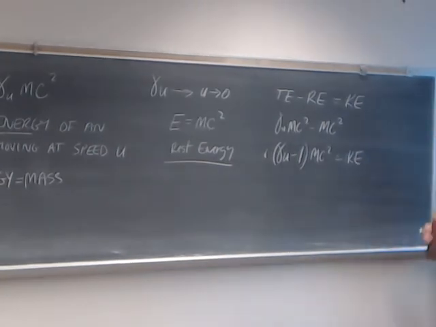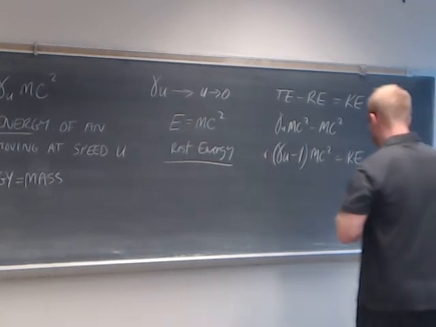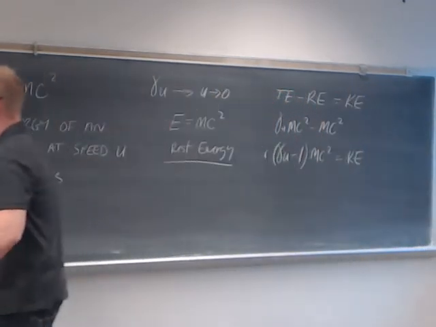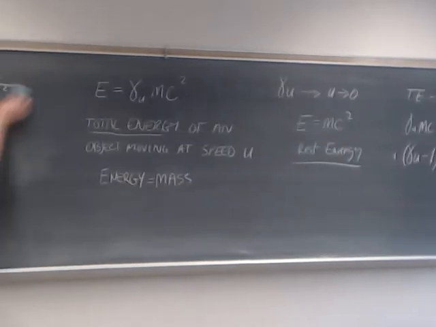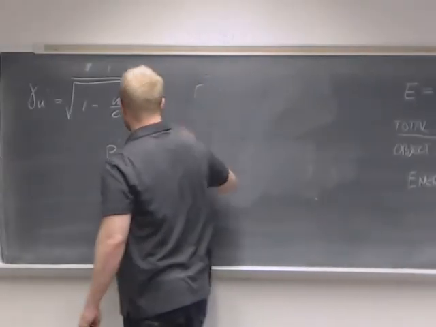Now, it certainly doesn't look like the kinetic energy that we've seen before. Not at all, in fact. So let's go through and push it around a little bit. Let's see what happens when we have a slow-moving object. Kinetic energy is 1/2 mv squared. Yes, exactly, 1/2 mv squared.